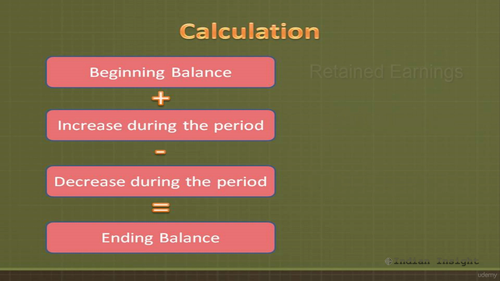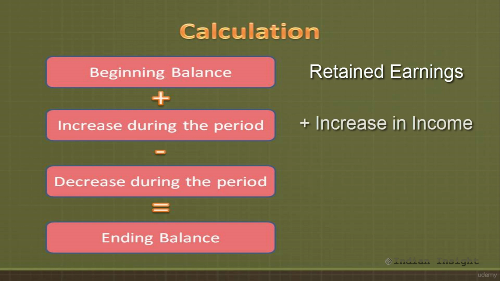In case of retained earnings, if the company has had a profitable year, then the retained earnings increases because of an increase in income. However, in case the company pays some of these profits generated in the year in the form of dividend to the investors, then this will result in a decrease in the retained earnings.